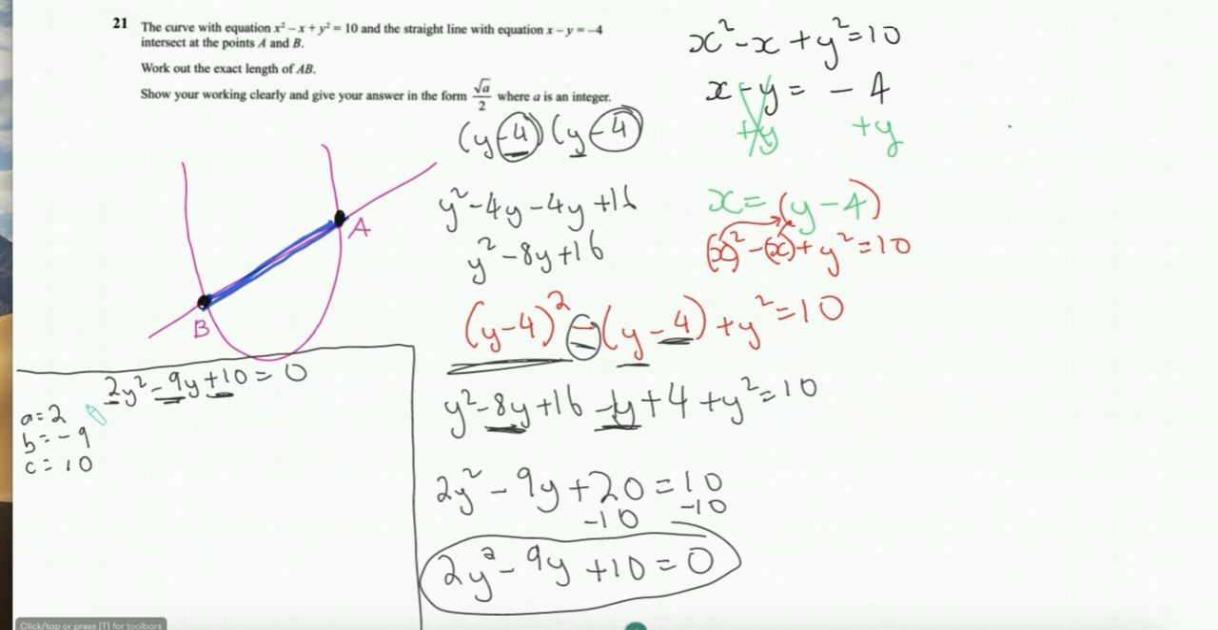So since a is not 1, it's going to be the hard version. So we're going to add to b still. We're going to add something plus something still adds to minus 9. But we're going to multiply to a times c. So we're going to multiply to 20. So you have to find two numbers that multiply to 20 and add to negative 9. That is negative 5 times negative 4. And negative 5 plus negative 4 makes negative 9.